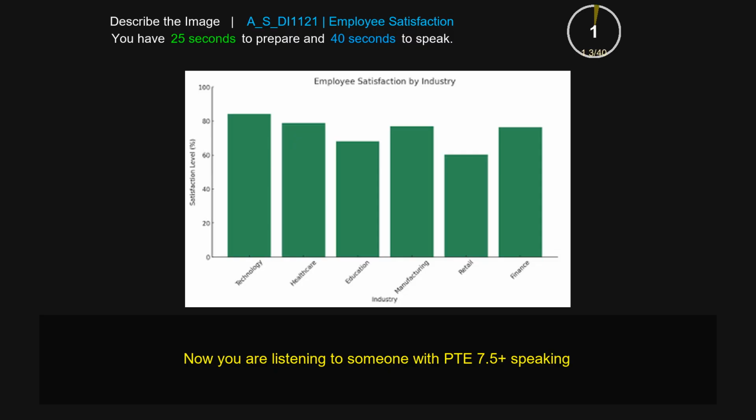The given image gives information about employee satisfaction by industry. The given image is very beautiful and I have to speak more than 40 seconds. There are many elements which are technology, healthcare, education and manufacturing. I can also see retail, finance and technology. One of the elements is the maximum, the other is the minimum. The given image is very informative.